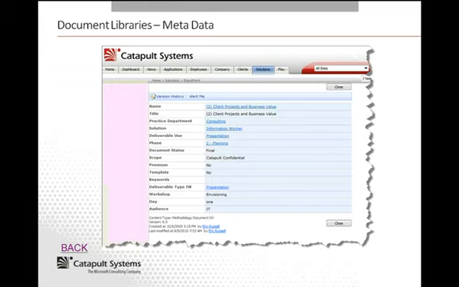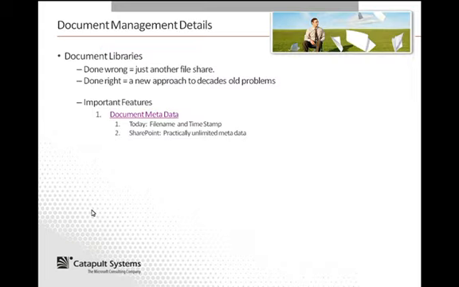So what I want to point out on the metadata is that it's practically unlimited. Your business needs, your business process will decide what metadata should be associated with documents that you check into a document library. And building on top of that is now this concept of a library view.